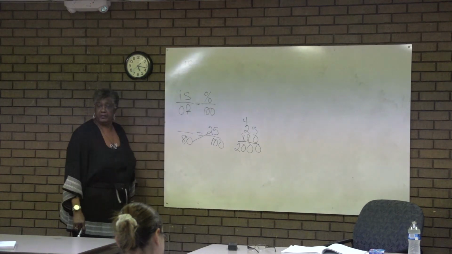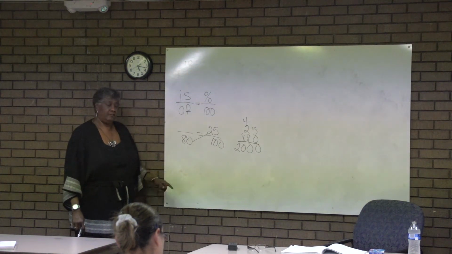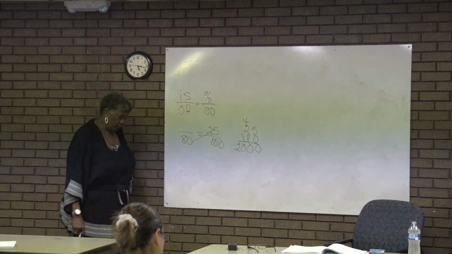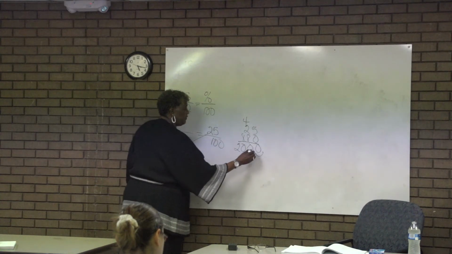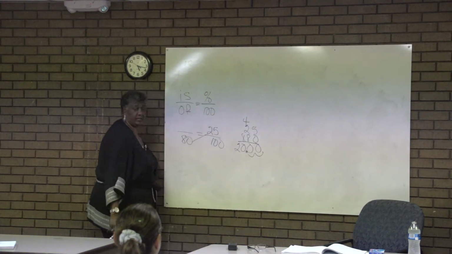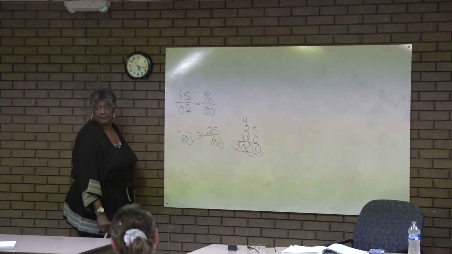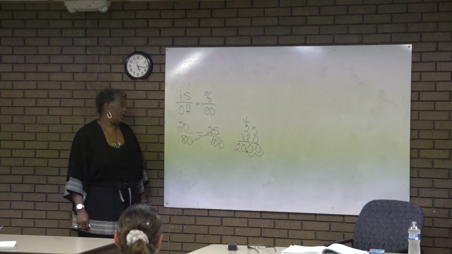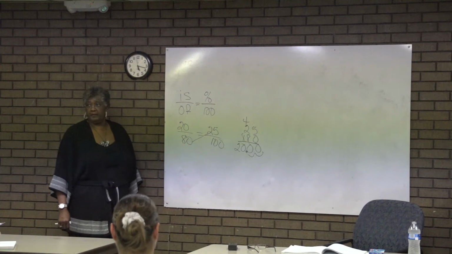And then what are we going to do next? Divide by 100. And how are we going to divide that by 100? Just move the decimal 2 places to the left. And our answer is 20. Now, there are other ways to find 25% of 80.